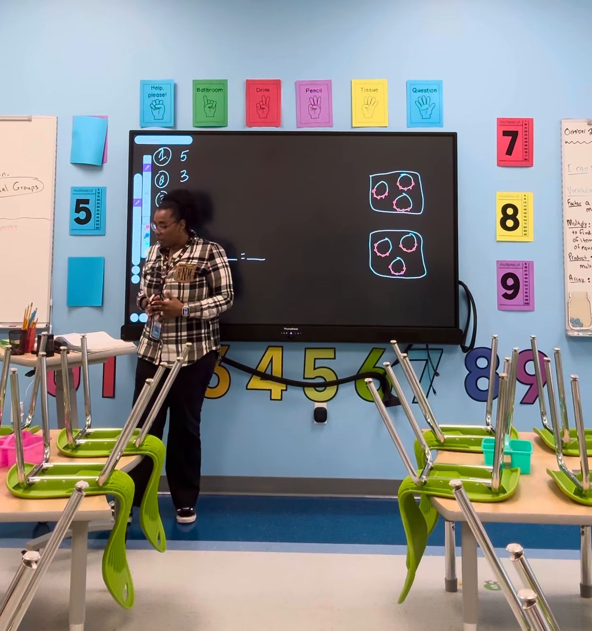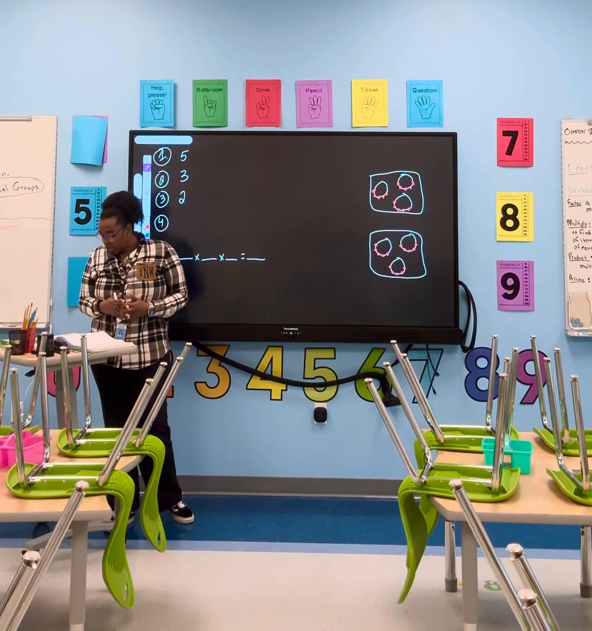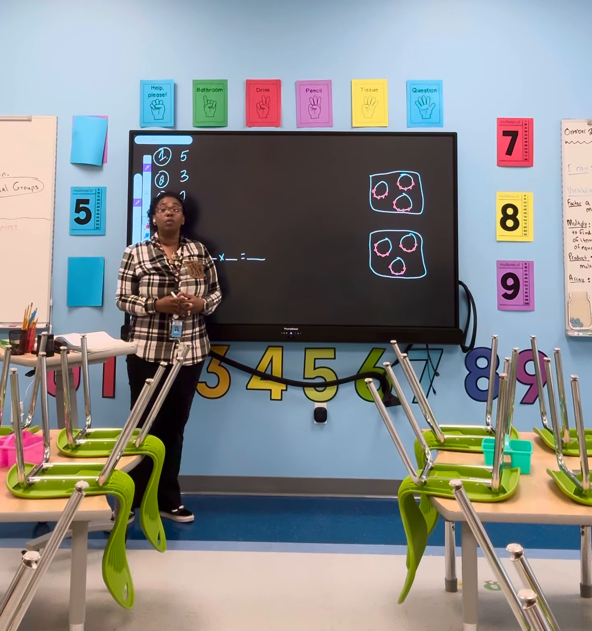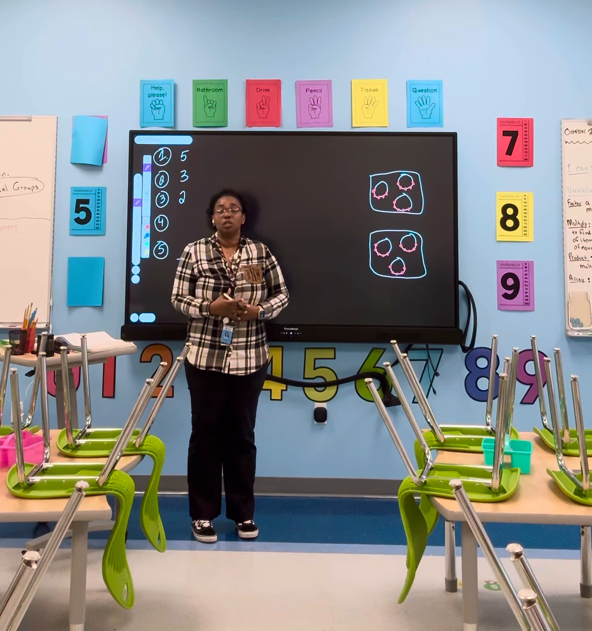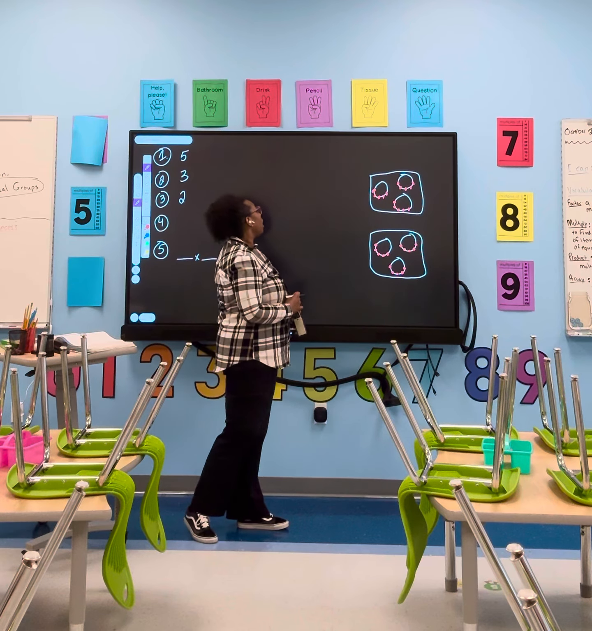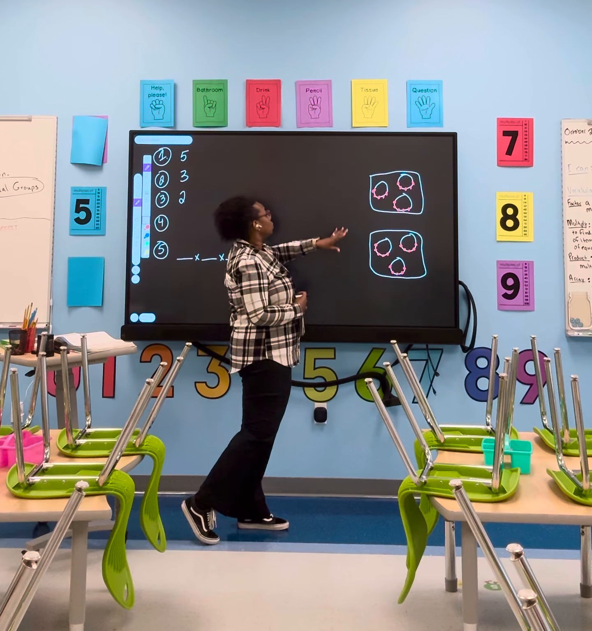Okay, let's go to number 4. Number 4 says, how many beads did Kelly use? So now they want to know how many beads Kelly used in all. We can figure that out by doing a skip count. If we know that Kelly has 5 beads on each bracelet, we can skip count by 5. So I'm going to put a skip count on my bracelets.